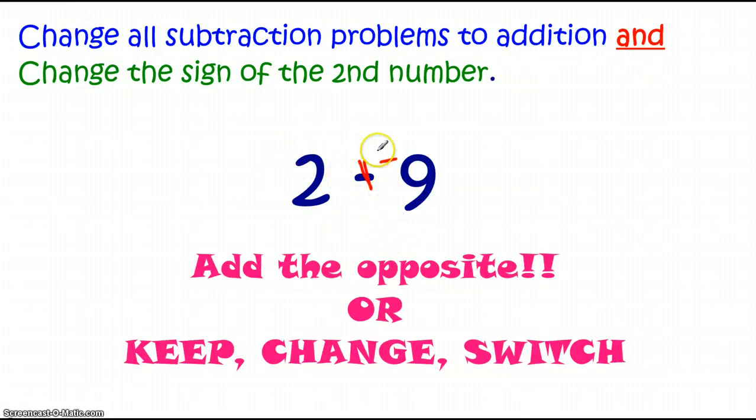And on your paper, I actually want to see you change each one of these subtractions to a plus and change the sign of your next one. So we keep the first number, change from subtraction to addition, and switch the sign of the second number. And we follow the same rules we used for addition. So positive 2 plus negative 9, our signs are different, so we subtract them. That would give us negative 7.